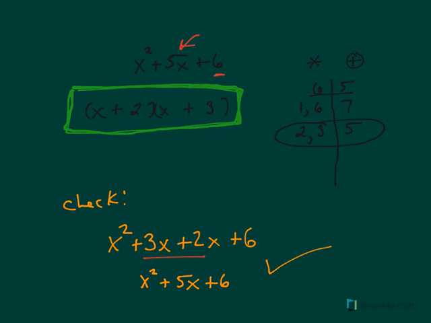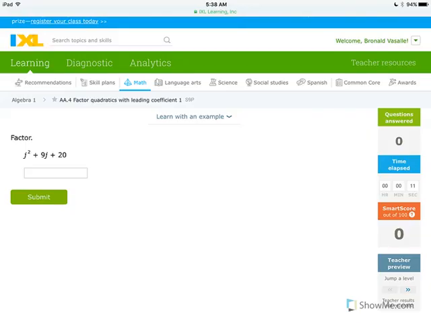Alright, so let's go ahead and do a few examples from IXL.com. So here's our first one. They're using variable j, but again, no different than just having an x there. So we need two things that multiply to be that original statement. So how do we get j squared? That would have to be j times j.